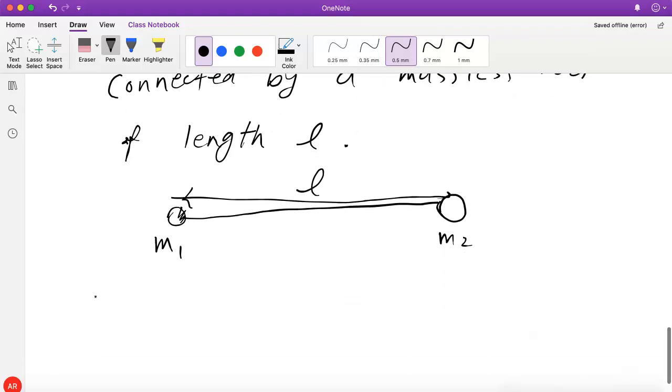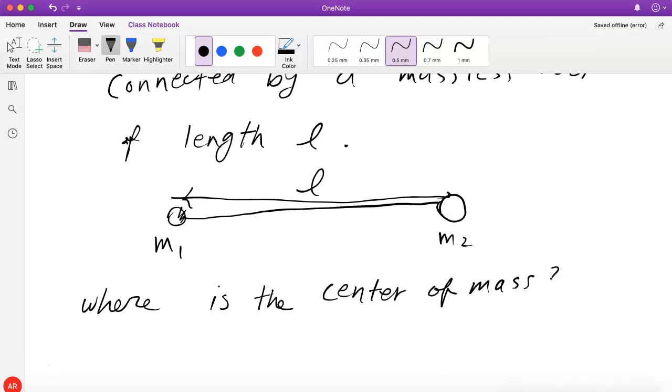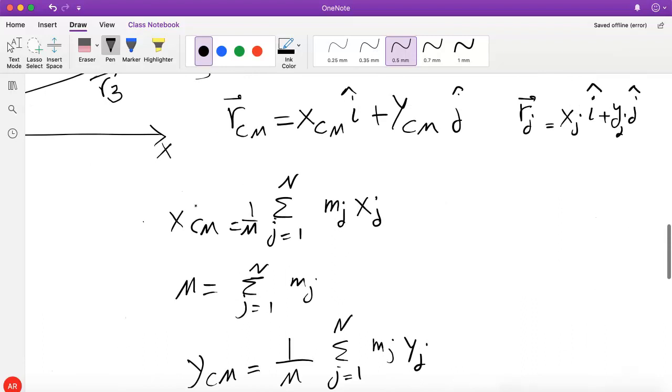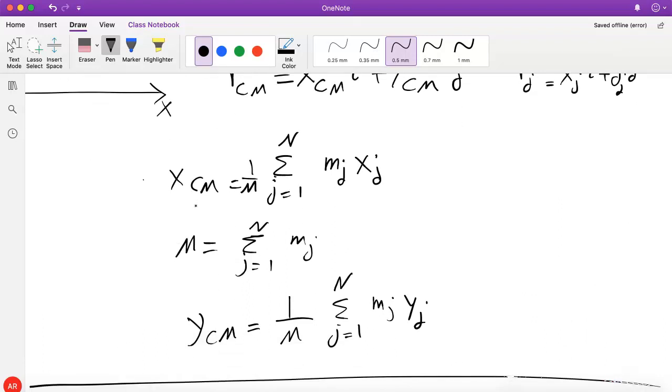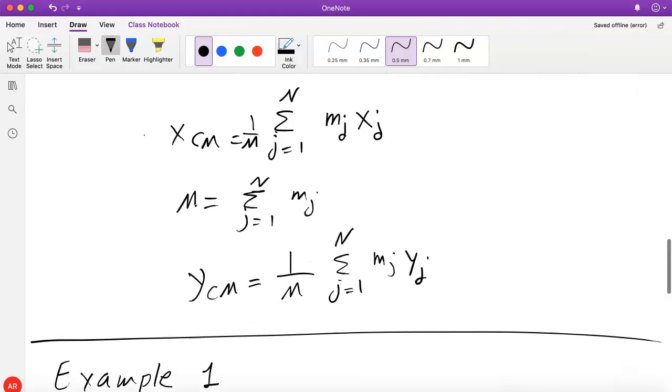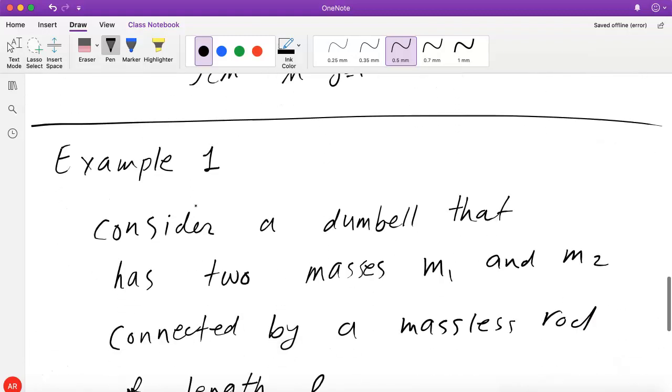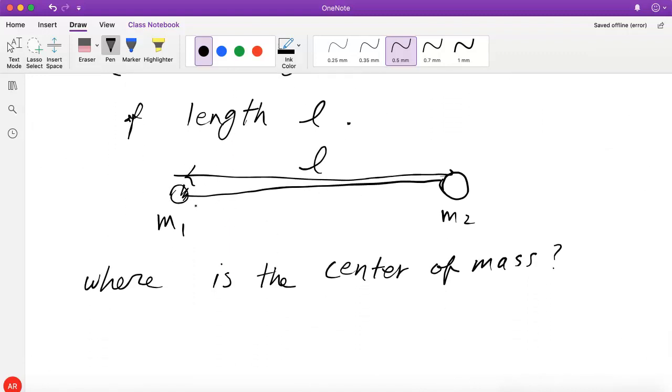And the question is, where is the center of mass of this system of two objects? And we can treat the two masses, M1 and M2, as very small, as point particles. So where is the center of mass? Okay, so how should we proceed? Well, we have this general formula for the coordinates of the center of mass in a given coordinate system, right? So to apply that formula, it's helpful to specify a coordinate system.